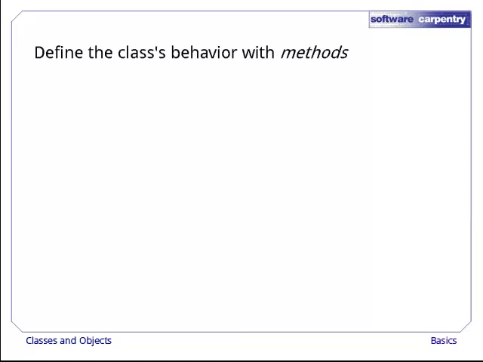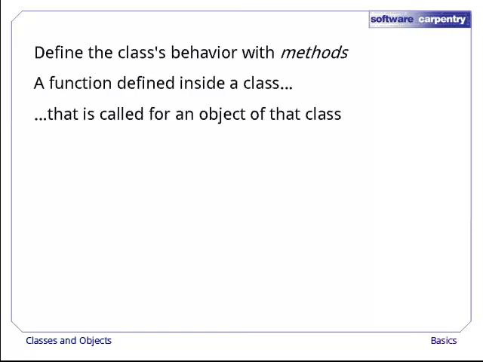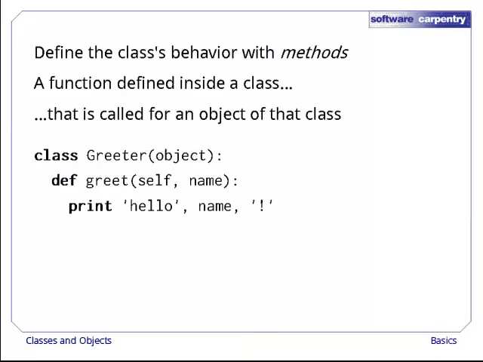To do this, we define one or more methods inside the class. A method is just a function that's defined inside a class that can then be called to get an object of that class to do something. For example, here's a simple class called greeter that has one method called greet. The first parameter of that method, self, has a special purpose which we'll explain in a moment. The second, name, acts like any other parameter to any other function.